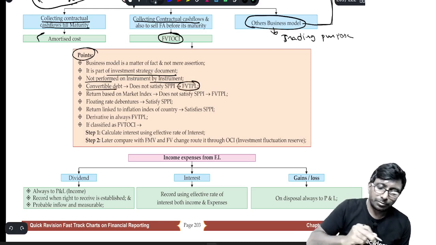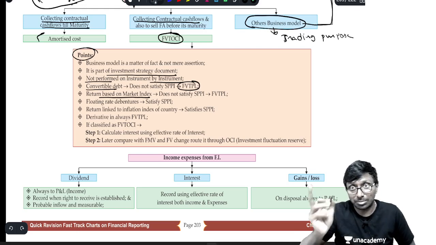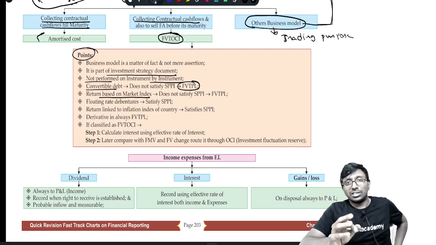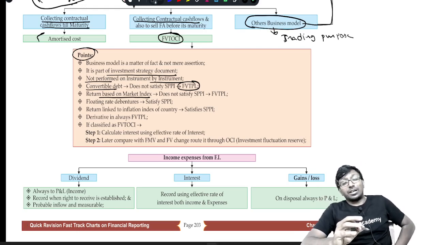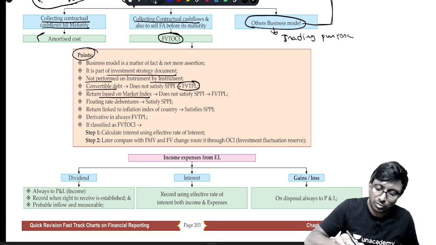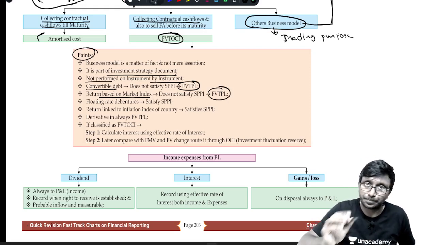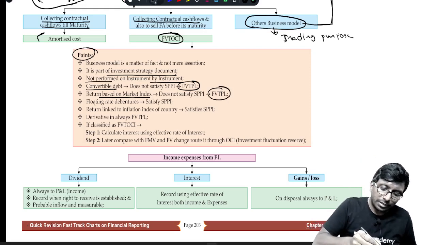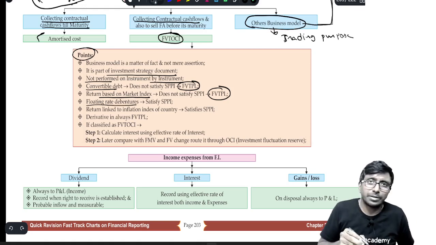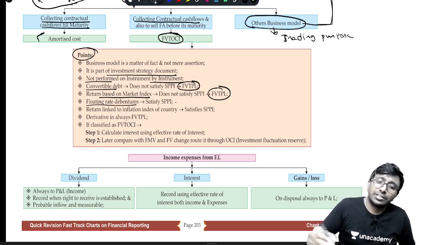If it is a convertible debt, I told you, FVTPL. The return is based on a market index, a share market index. That means it is not pure debt. The returns are based on market performance as well. That's why we classify it as FVTPL. Sir, if it is a floating rate debenture? Yes, it satisfies SPPI.